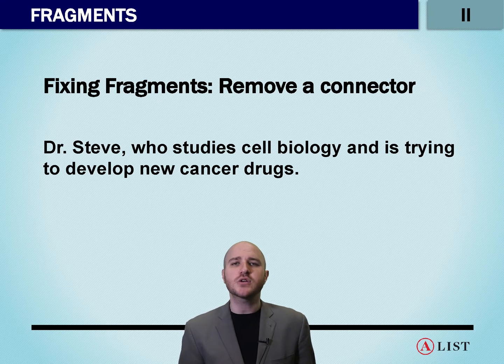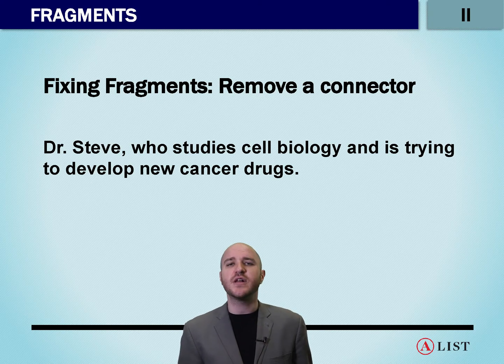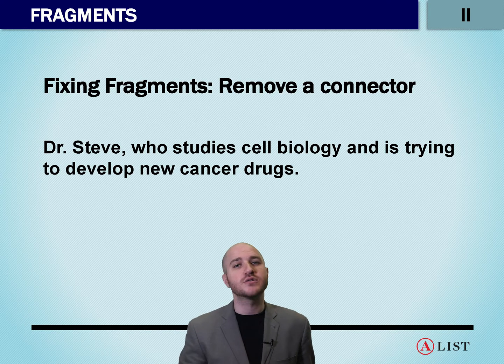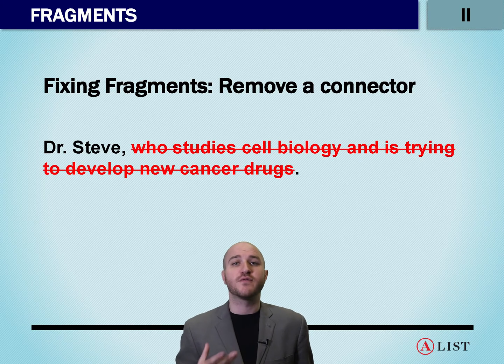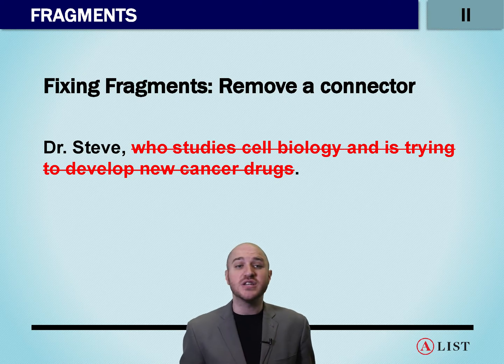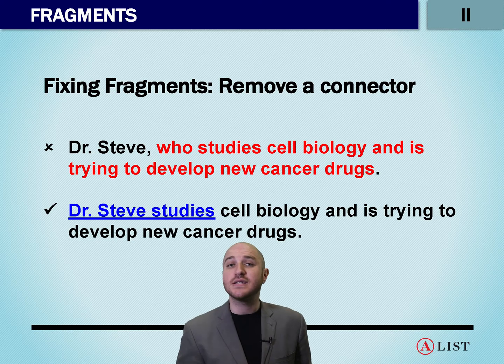The next way we might fix a sentence fragment is by removing a connector word. Look at this example. Dr. Steve, who studies cell biology and is trying to develop new cancer drugs. What about him? There's no independent clause there, right? I don't have a core sentence there of what Dr. Steve is doing. This all reads like additional information about Dr. Steve because I have a couple of connector words. One of them is this relative pronoun who, Dr. Steve who studies cell biology and is trying to develop new cancer drugs. So I could get rid of that relative pronoun who and the comma that precedes it. My new sentence would read, Dr. Steve studies cell biology and is trying to develop new cancer drugs.